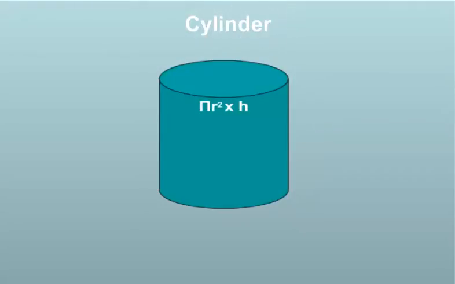And remember, all volume really is area times the height. As we see in the case of a cylinder, the volume of a cylinder is pi r squared, the area of the circle at the top or the bottom, times the height.